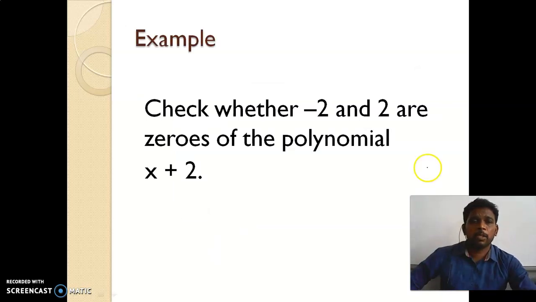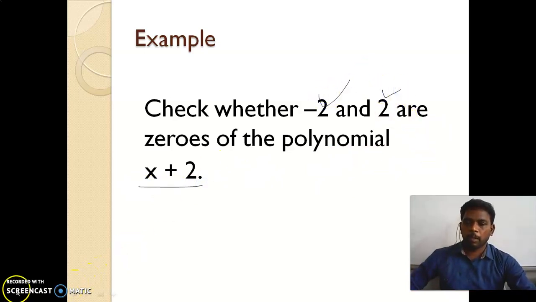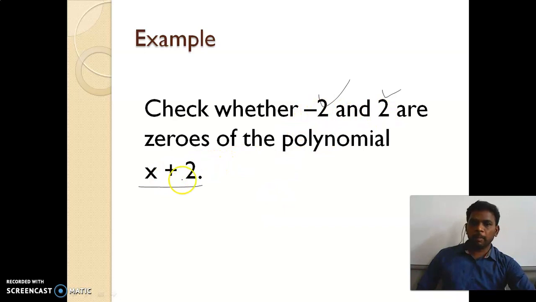Check whether minus 2 and 2 are the zeros of the polynomial x plus 2. Now we are going to check that minus 2 and also plus 2 both are the zeros of the polynomial p of x equal to x plus 2 or not. So look at the solution now.